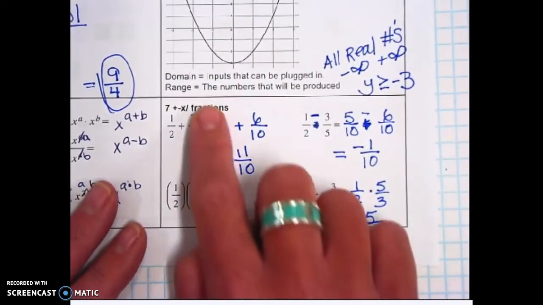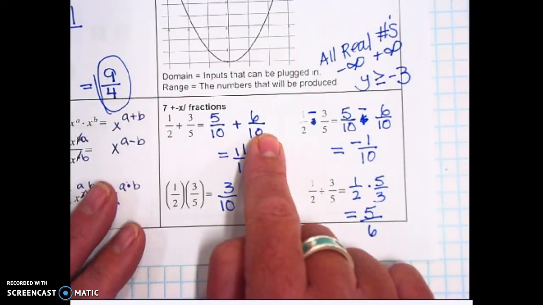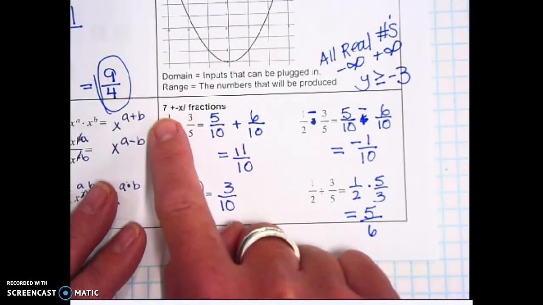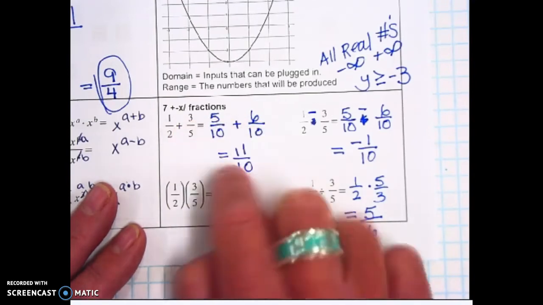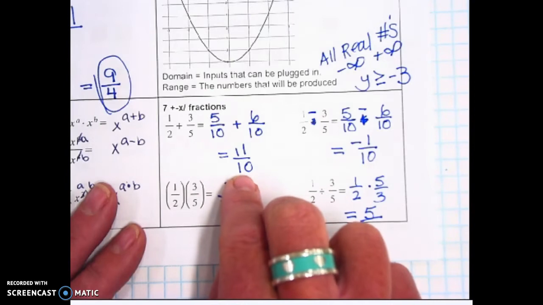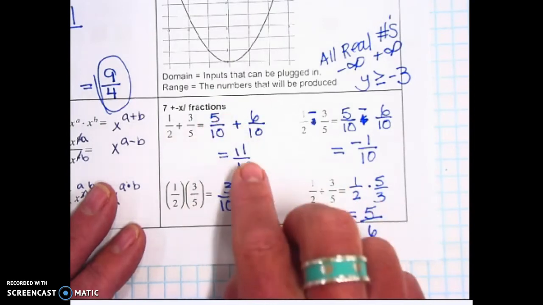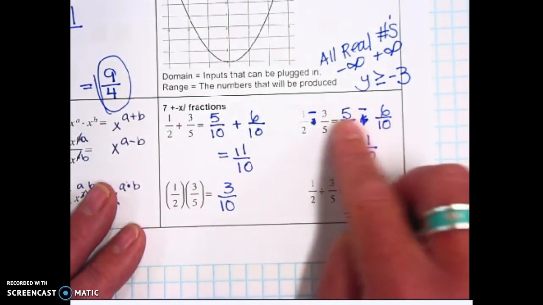For box number 7, we're going to add the 2 fractions. So I had to get common denominators. So 2 goes into 10, 5 times. 1 times 5 is 5. 5 goes into 10 twice. 2 times 3 is 6. So now that the denominators are the same, you rewrite it, and you add the 5 and the 6, and you get 11 tenths. Now this one should be subtraction.